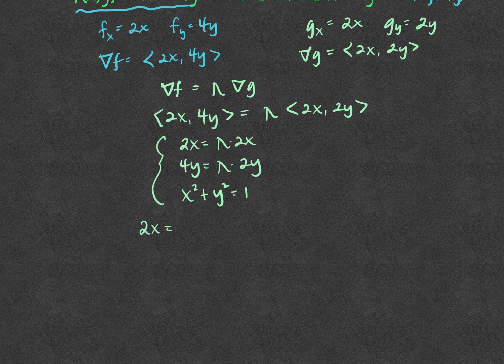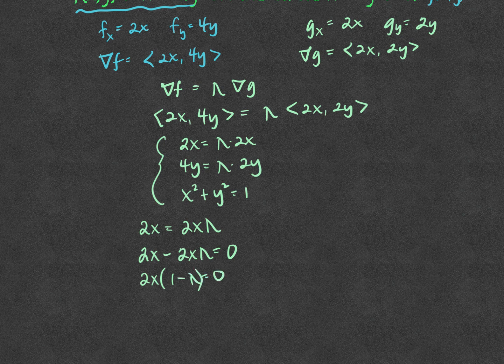We can call it 2x lambda, 2x lambda. Now, remember you can never divide by your variable, so you could divide by the x, but that's not super helpful. So let's move this to the other side. So we have such, and let's factor out the 2x. So we have 1 minus lambda equals 0.